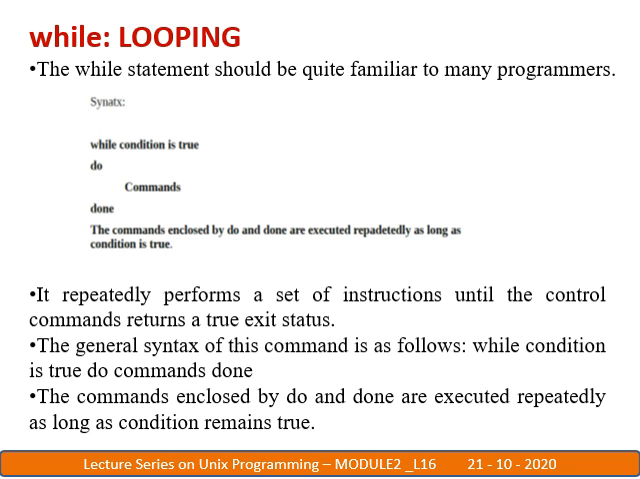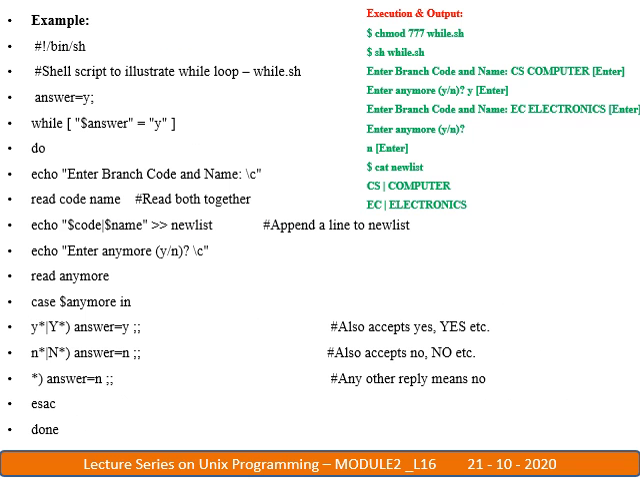Now let us move to some looping statements. The while loop performs the same operations repeatedly, executing a set of instructions until the control command returns a true exit status. The general syntax is: while condition is true, do commands, done. If the condition is true, then do the commands. These commands need to be enclosed between do and done, and are executed repeatedly as long as the condition remains true. So this is how the while loop is used in shell programming.